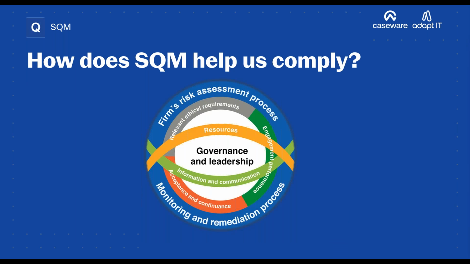Now let's step back one step and ask, how does SQM help us as a firm to comply with ISQM 1? ISQM 1 basically has a requirement that a firm must implement a risk assessment process, which they will use to then design, implement, and operate the system. And then also, almost as a catch-all, have a monitoring and remediation process to make sure that what is intended to be achieved is actually being achieved.